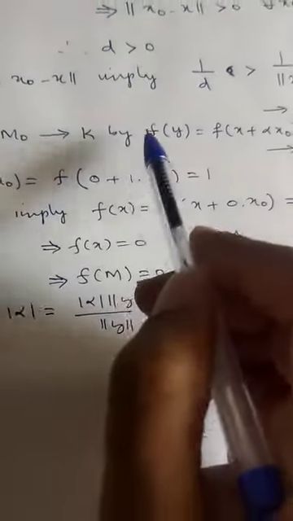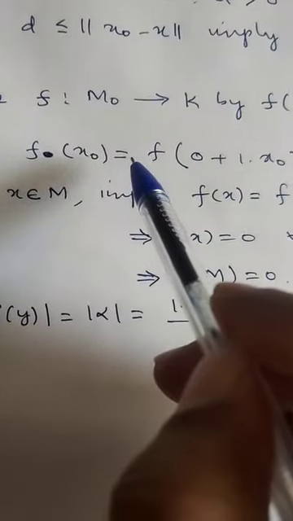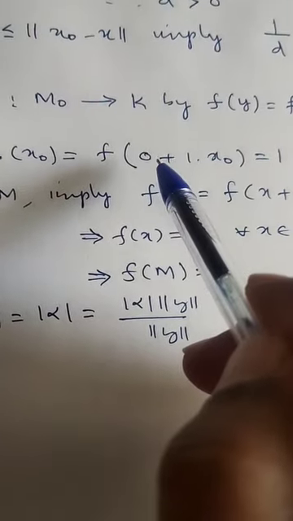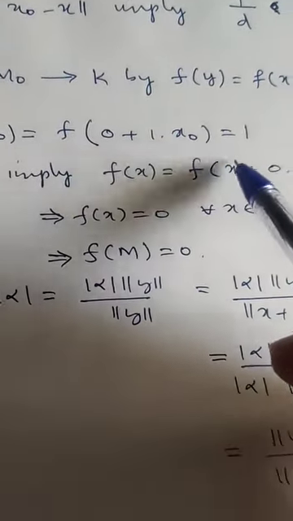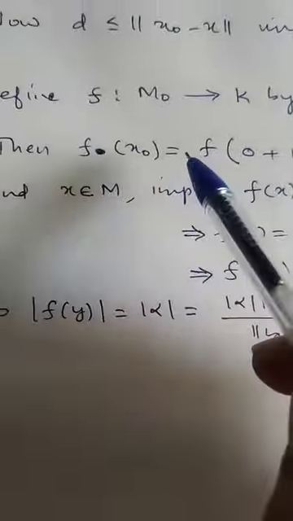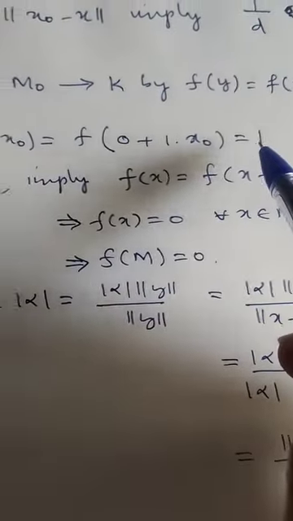Then what will happen according to this? Then f of x naught is equal to what? f of x is 0 here, plus 1 times the norm of x naught. This is simply alpha, which means it is 1. Therefore, f of x naught is equal to 1.